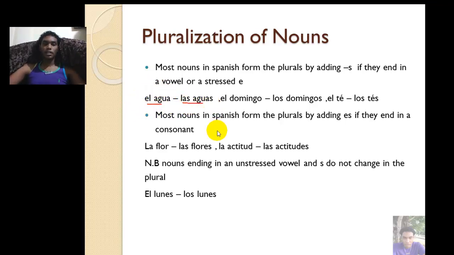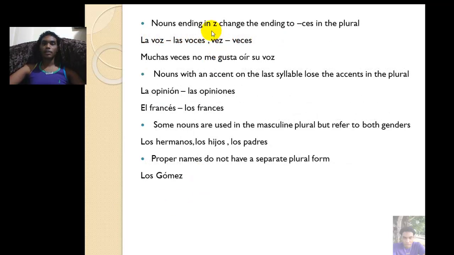To form these, we just add es to the ones ending in a consonant. Okay? However, nouns ending in an unstressed vowel and S do not change in the plural. Por ejemplo, el lunes, los lunes. Okay? Monday, Mondays, right? Nouns ending in Z change the ending to CES in the plural. La voz, las voces. Vez, veces. Por ejemplo, muchas veces no me gusta oír su voz. Lots of times, very often I don't like to hear her voice, right?